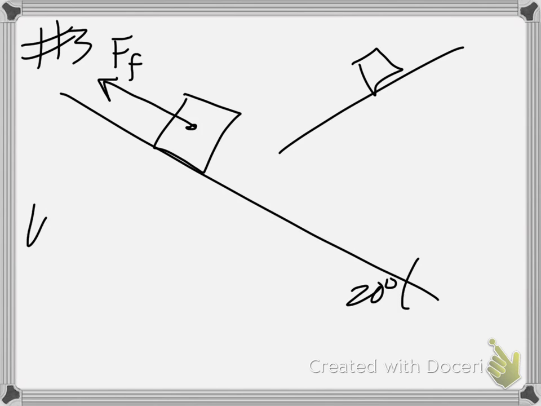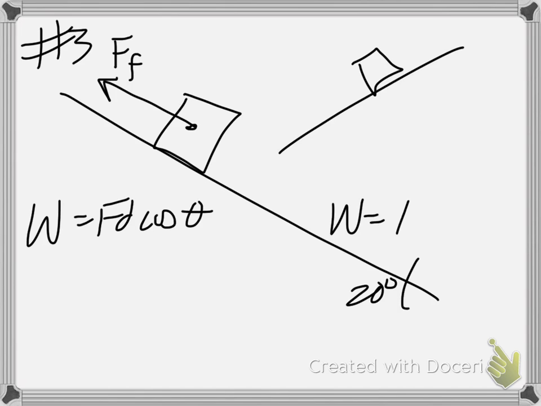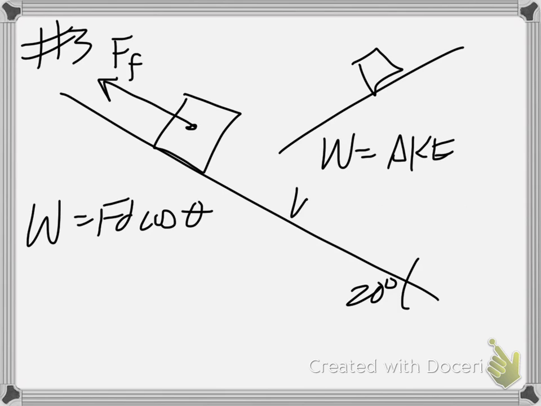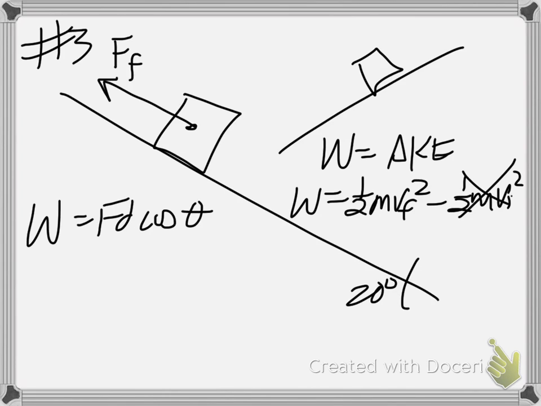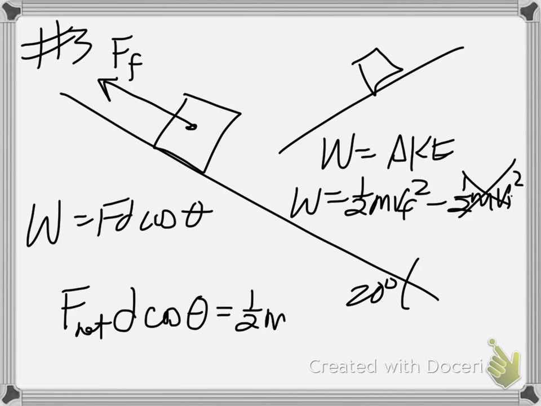What do we know? Well, we know that work equals force times distance times cosine theta. We know that work equals delta KE, KE final minus KE initial. So work equals 1/2 mass final velocity squared minus 1/2 mass initial velocity squared, and that's 0. So what do we know? Net force times the distance it travels times the cosine theta equals 1/2 mass final velocity squared.